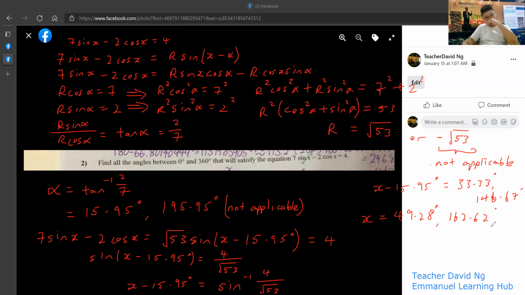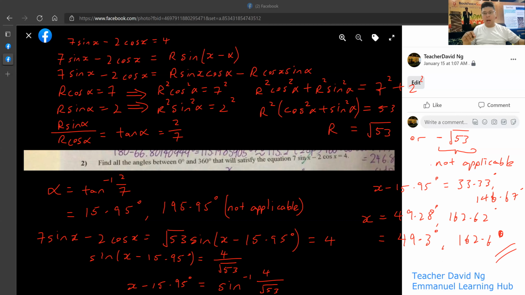So depends on the instruction on the question paper. If the question paper asks you to keep it to one decimal place for your degrees, you can write this as 49.3 degrees, and this is 162.6 degrees. And it's mentioned find all angles between 0 to 360. So you have found all the angles for x. So I hope I answer your question for this question.